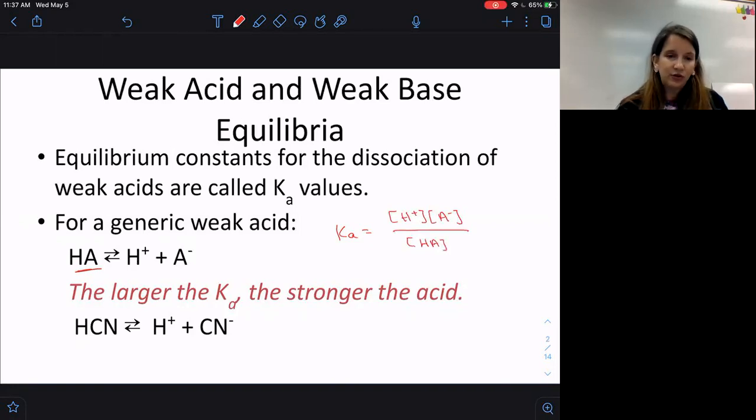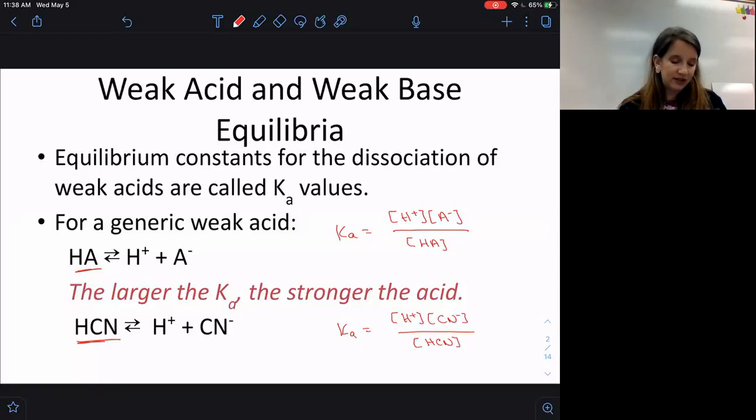Okay? So for this one, we've got a specific acid, cyanic acid, HCN. So our Ka, the A stands for acid, K is our equilibrium constant, is going to be the concentration of H plus times the concentration of CN minus over the concentration of HCN, okay?